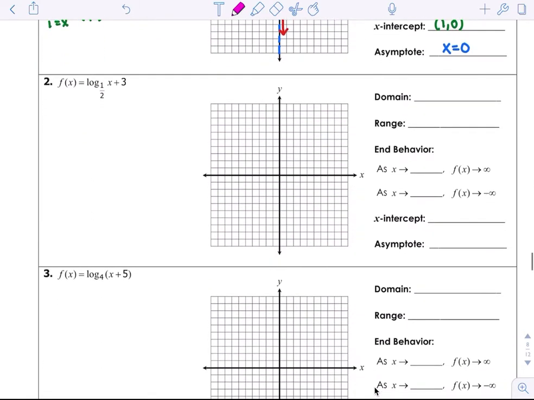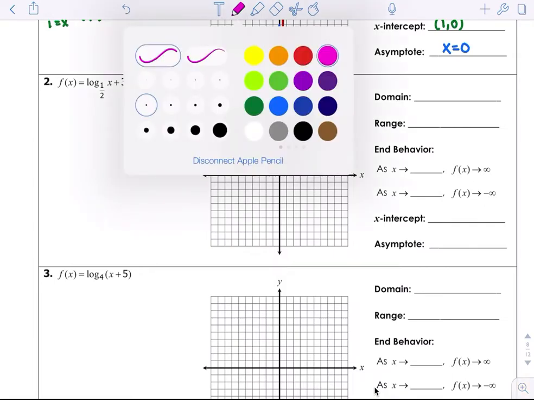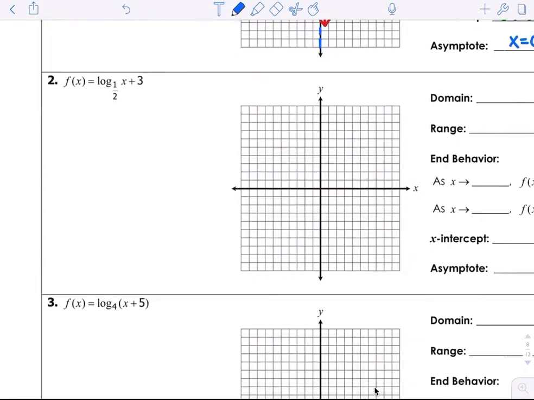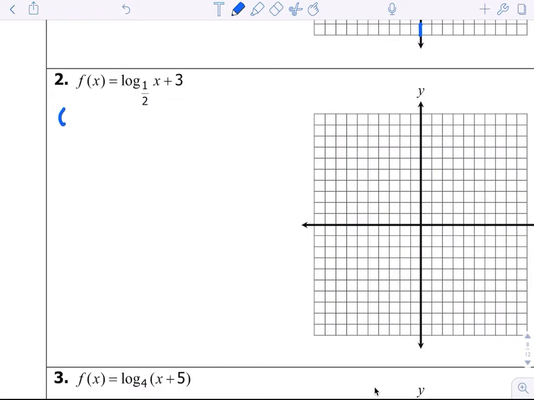Number 2. All right, starting from the top. Okay, so for the parent function, it's always 1 comma 0 and b comma 1. So we're going to disregard that for now. So remember, your b value is this one. So we know from the parent function, it's just going to be 1 comma 0 and 1/2 comma 1.